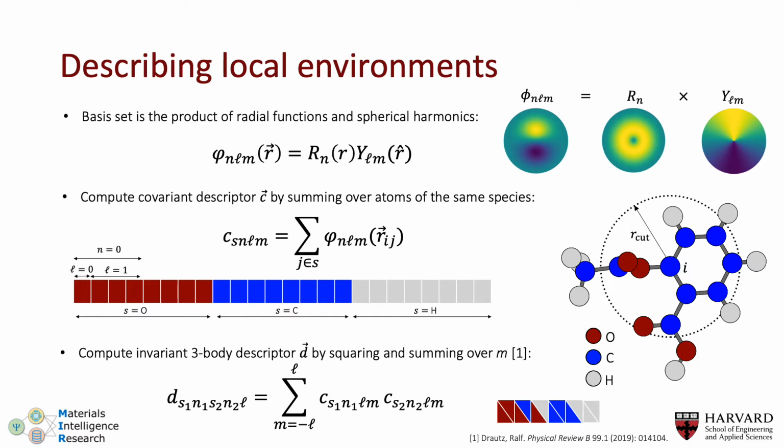Finally, in order to get the descriptor to be rotationally invariant, we sum over the M index. So we contract the covariant descriptor C with itself, sum over M, and that gives us an invariant 3-body descriptor. This is following the approach taken by Ralph Trautz in this 2019 PRB, but generalized to multiple species.